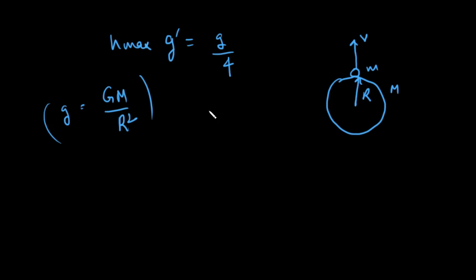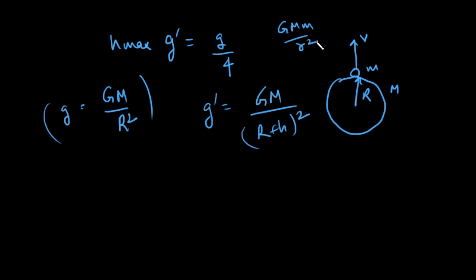The acceleration due to gravity at any height h would be equal to GM by (r plus h) square. Why? This is because the force is GMm by r square, and r is the distance between the body and the center of this planet. This means if this body reaches a height h, the total distance becomes r plus h. So we substitute h plus r in place of small r. It is given that g dash equal to g over 4.